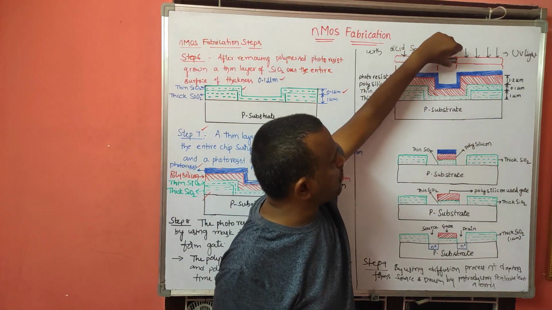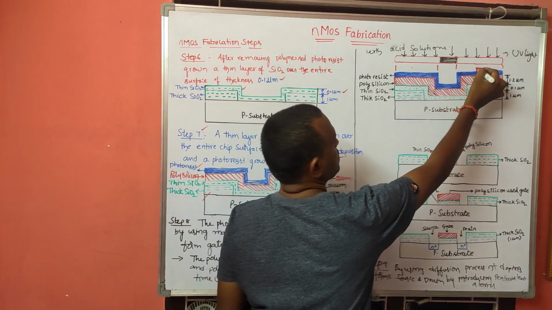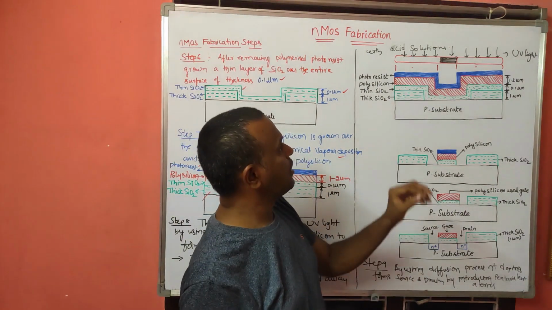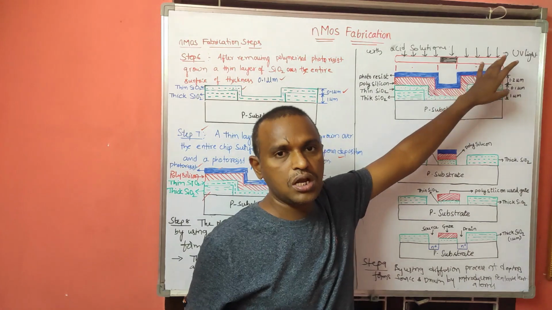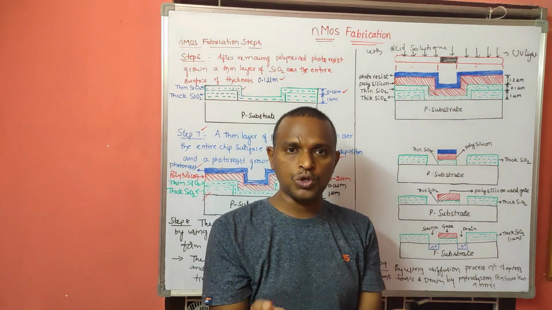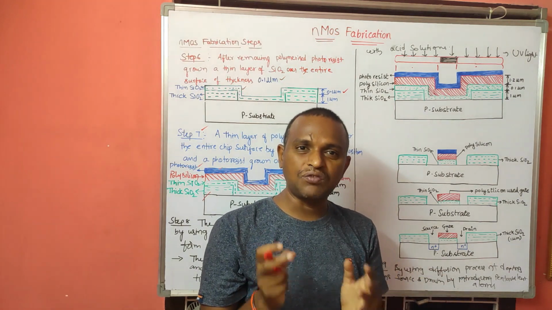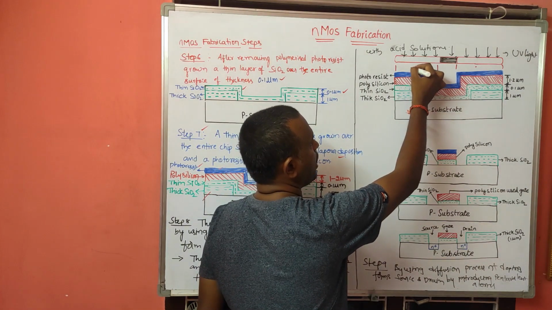From this point to this point there is no light, and at this point and at this point the UV light will fall. That means the photoresist present from this region to this region and this region to this region will be exposed to the UV light. Whenever it is exposed to the UV light, since we are using negative photoresist, that will be hardened. So up to this material it will be hardened.